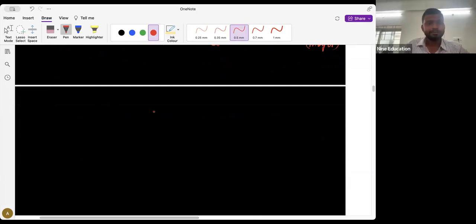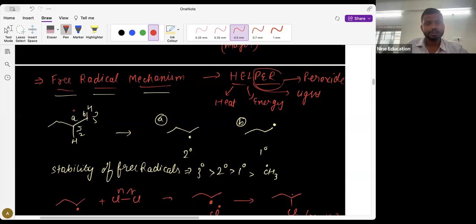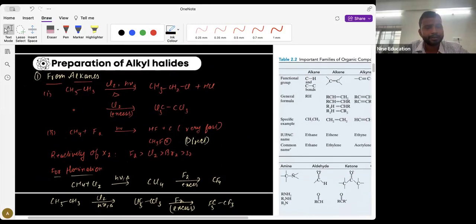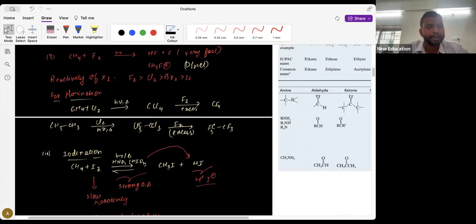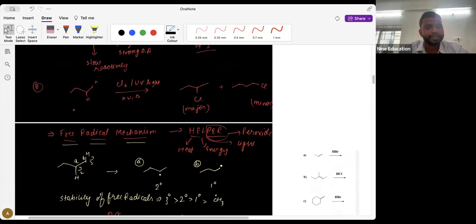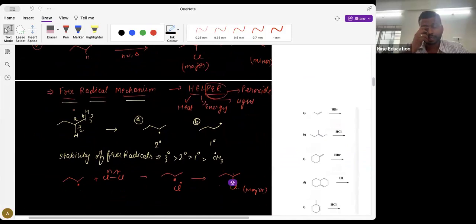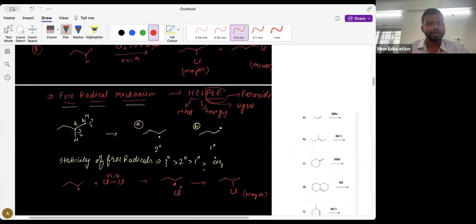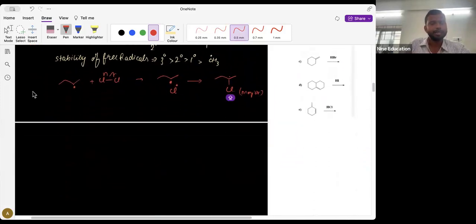है ना? So let's say we take second. This was our first thing, that this reaction we can do the chlorination, preparation of alkyl halides from chlorination, iodination. This example we have also done. So in the presence of heat light, we have seen that it should be a free radical mechanism.